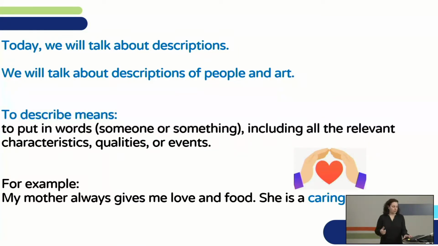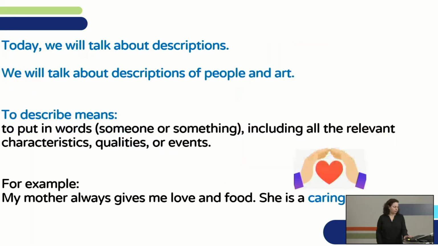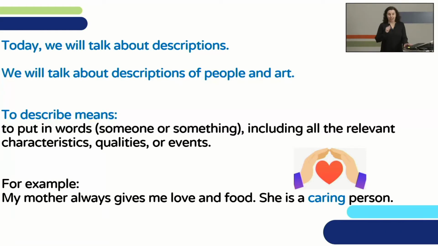So when we looked previously at Trump, we can describe his hair as messy. That means describing, telling. For example, my mother always gives me love and food. She is a caring person. Why do you think the word caring is in blue? You're right. Caring is in blue because it describes the person. It describes my mother. She's a caring person.